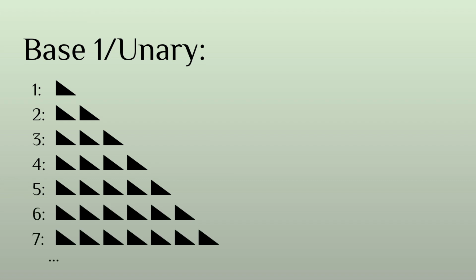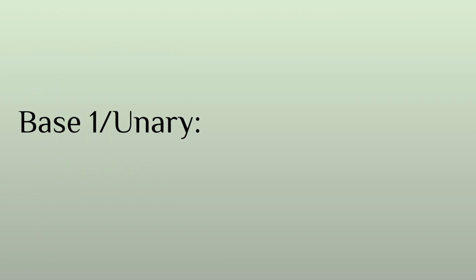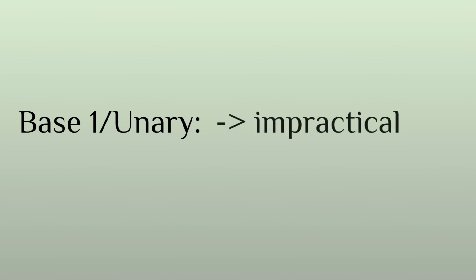So I guess what we can conclude from this is that base 1, also known as unary, is impractical to use. Why represent 7 with 7 characters compared to just 1 character? Anyway, now we move on to the cliff notes of this video.